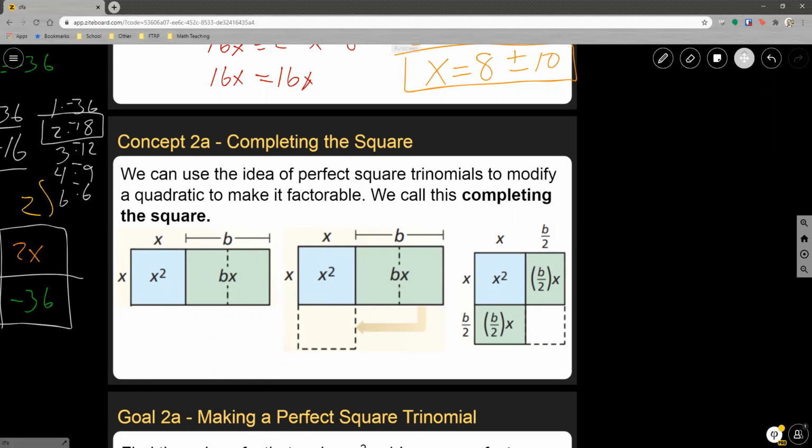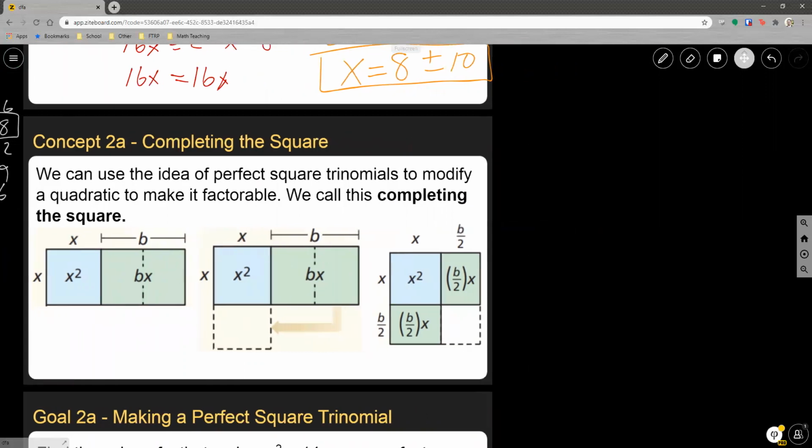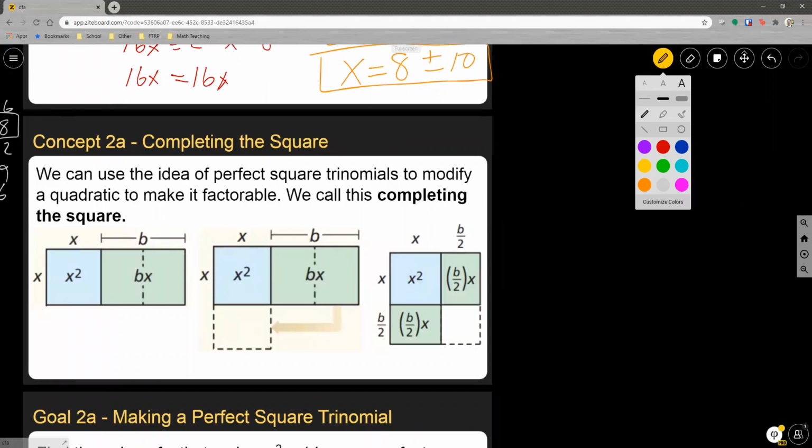So let's look at the diagram here. Remember that multiplication is effectively just finding the area. You multiply 3 times 5, you get 15. Think of a 3-foot by 5-foot room would be 15 square feet.